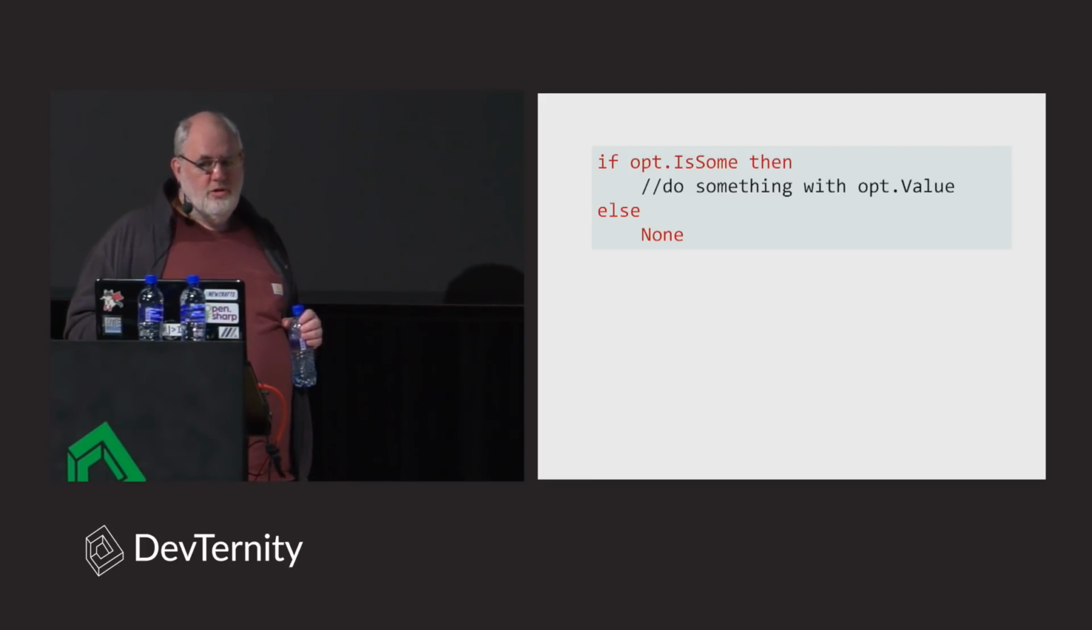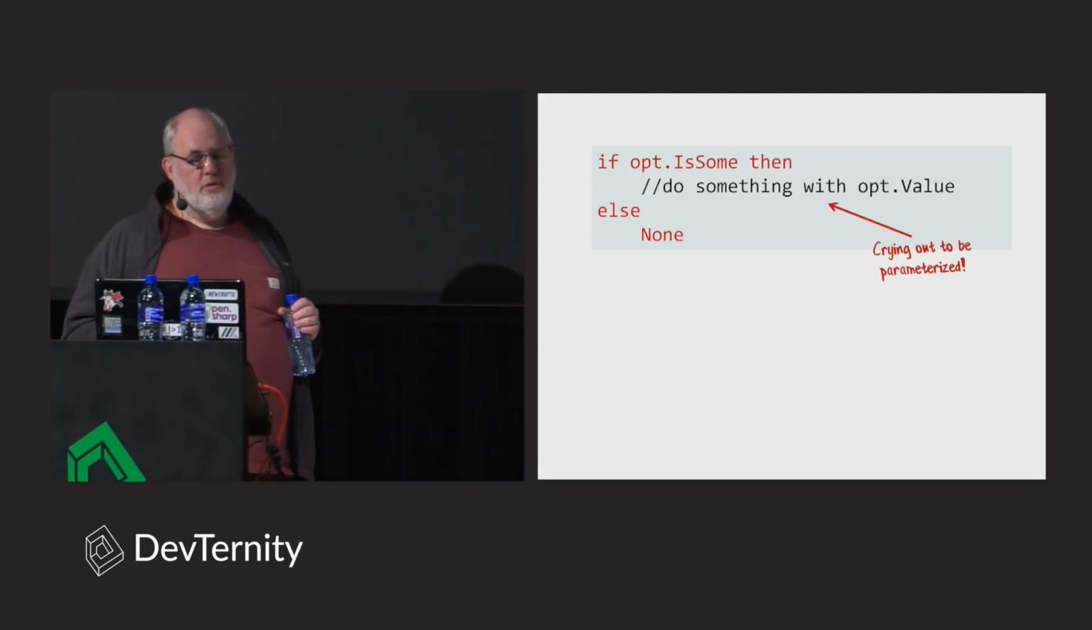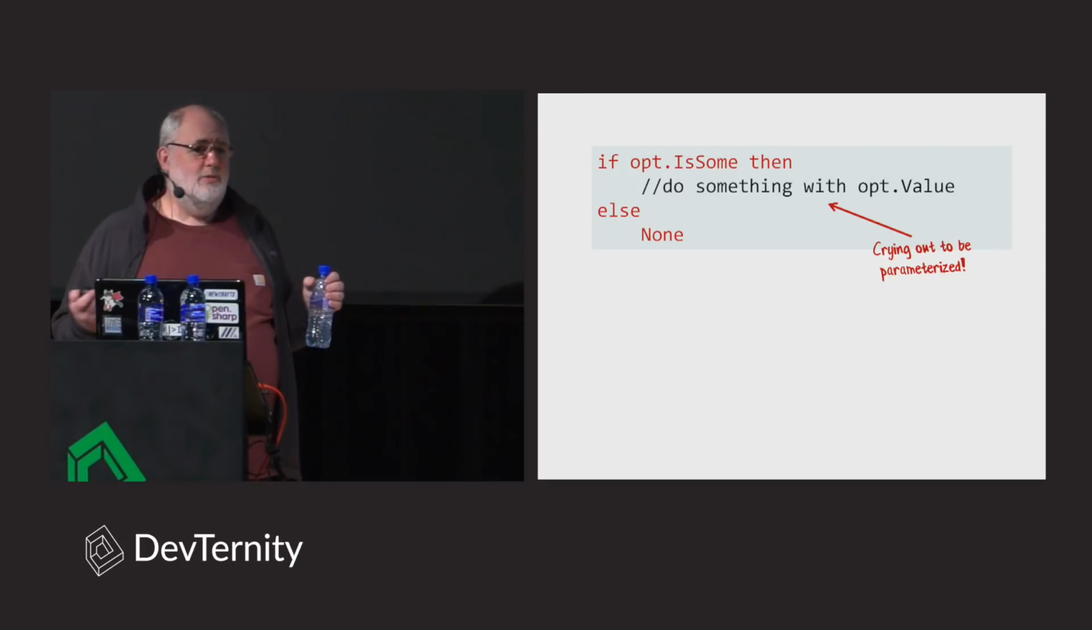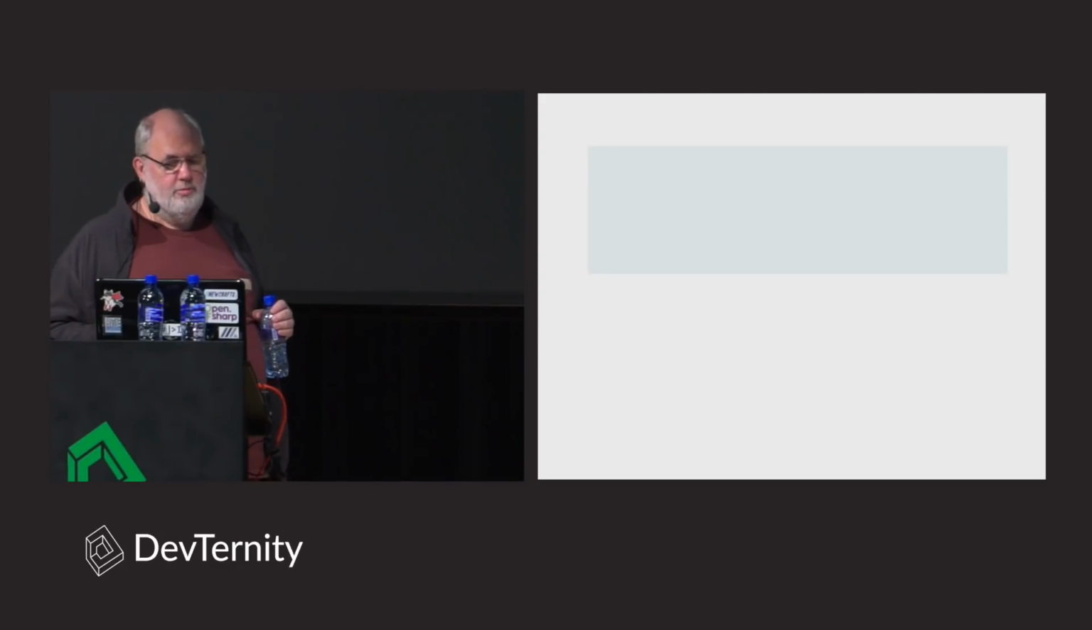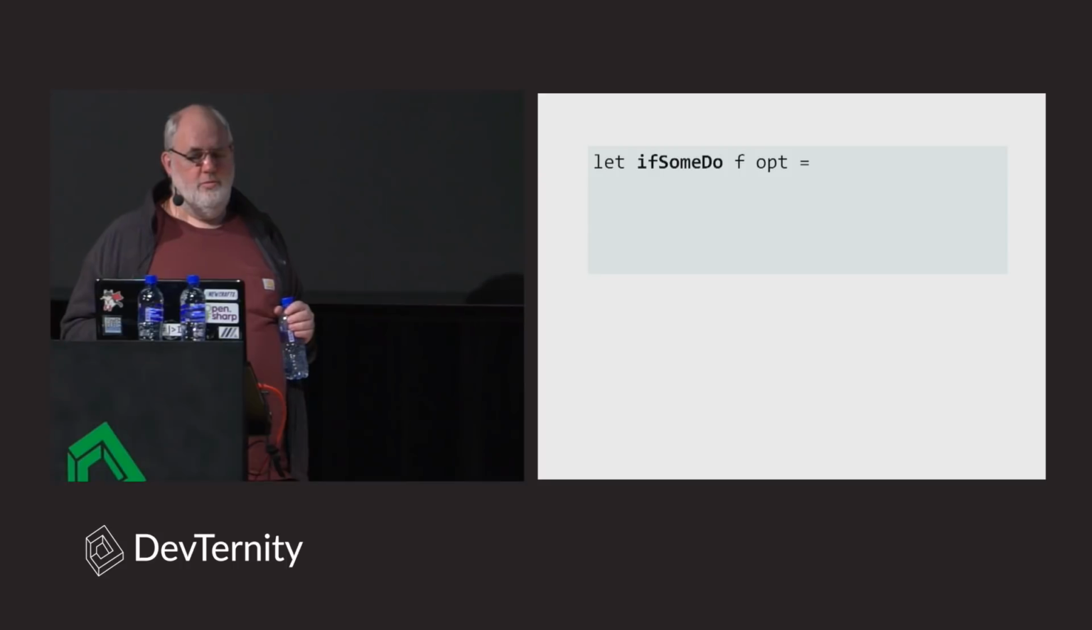So that's the pattern we want to sort of codify. And what exactly is it we're going to do with this thing? Well, we don't know. It could be anything that we do with this value. So let's parameterize it. Let's write a little helper function called if sum do. If it's something, do something.